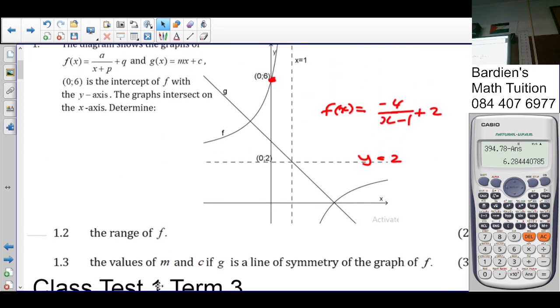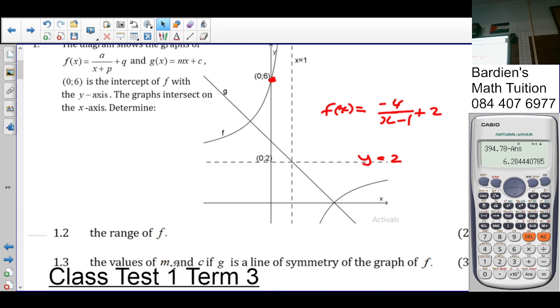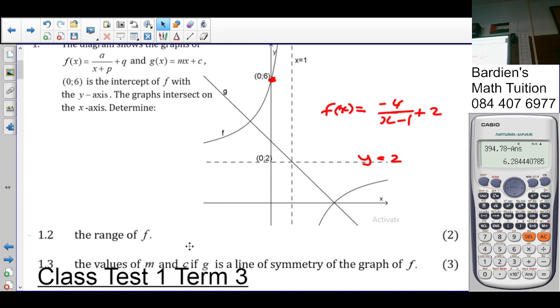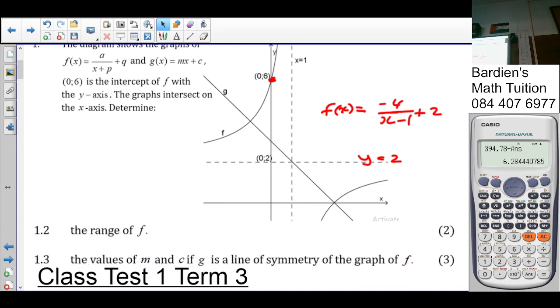The next question says, the range of f. People, what is range? All possible y values. So this graph goes from negative infinity to positive infinity. So y is an element of all real numbers. But it's asymptotic. There's one value for which y is never equal to. So y is just never equal to 2.